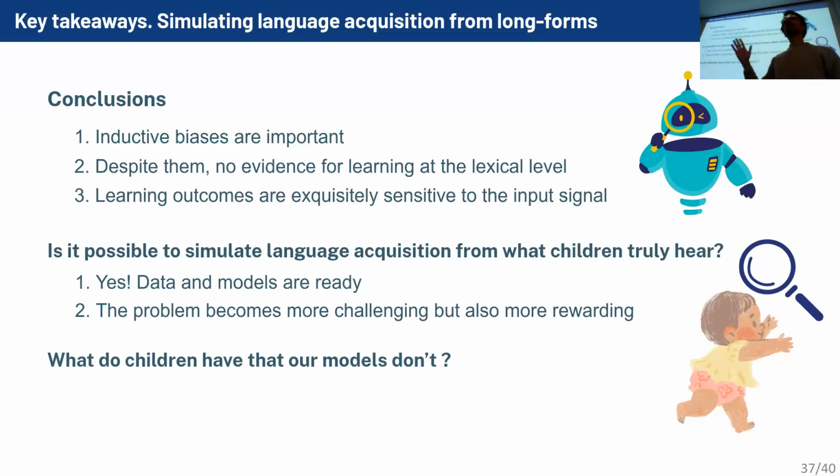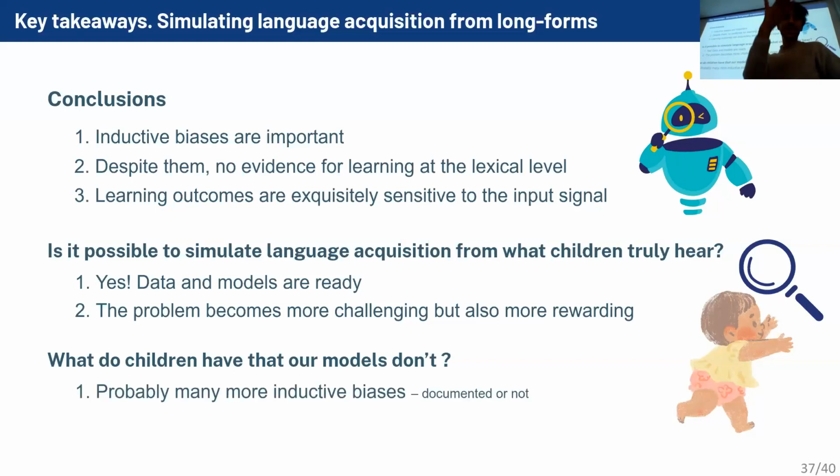So the differences we observe between our models trained on audiobooks or our models trained on long forms raise the question, what do children have that our models don't? First, infants probably have many more inductive biases that we haven't implemented yet. Some of them have been documented by psycholinguistic studies, but I'm sure that children come with many more inductive biases that we are not aware of.